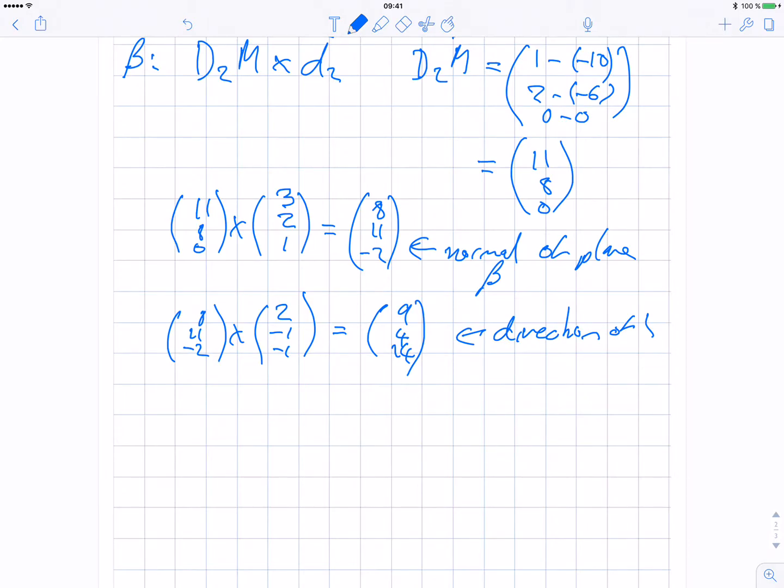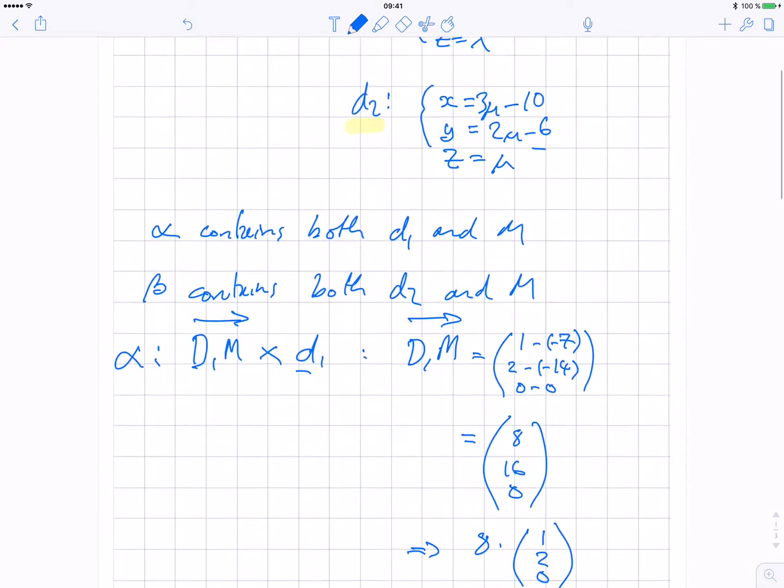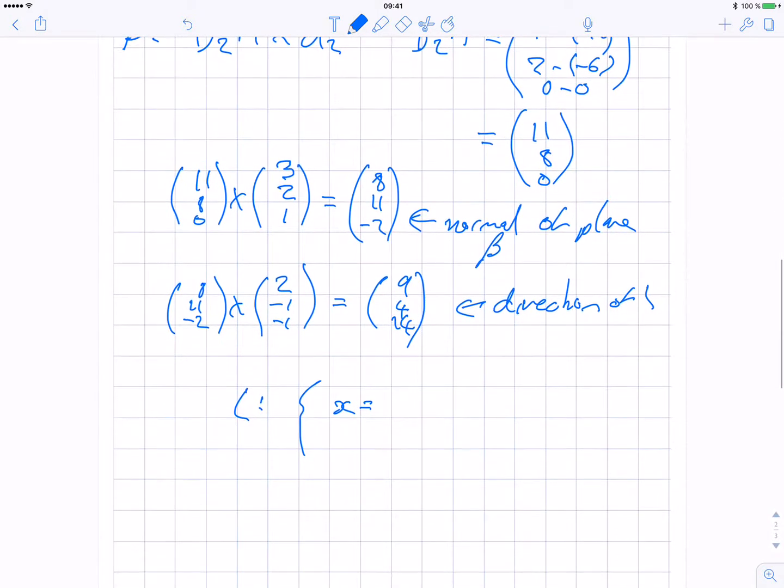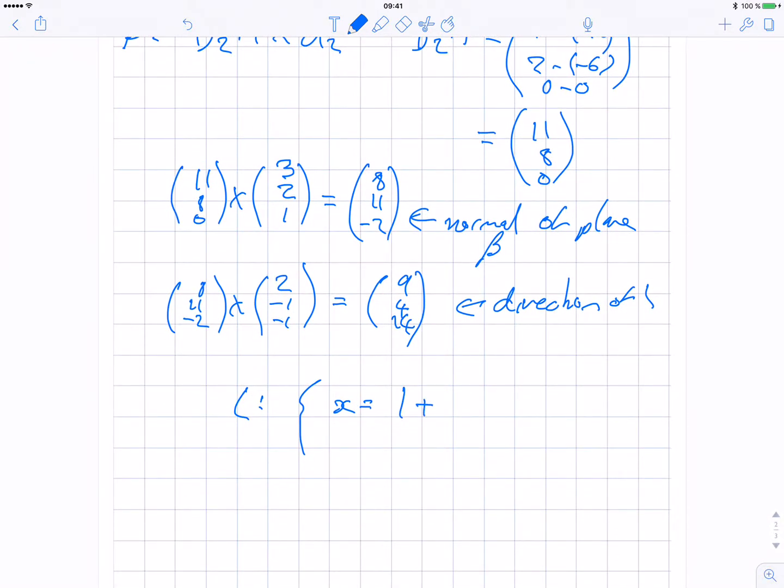So what I have is L as a vector in parametric form. x is equal to, we just take a point on the line, which is (1, 2, 0) from M. So it's 1 plus, and I'm going to use t as my parameter, 1 plus 9t. y is equal to 2 plus 4t, and z is equal to simply 14t, where t is a set of real numbers.